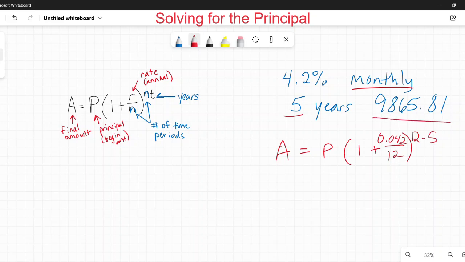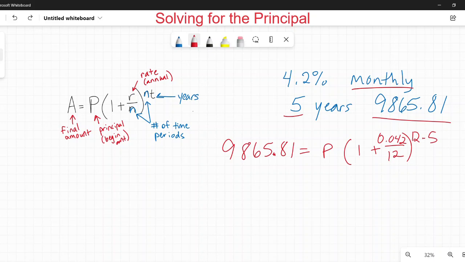And they tell us that after 5 years, this person has $9,865.81. That is their final amount. So I look and I go, oh, principal is the only thing left. And sure enough, the question is, what did they start with? So in our calculator, we're going to go on the right side first, and we're going to simplify this.